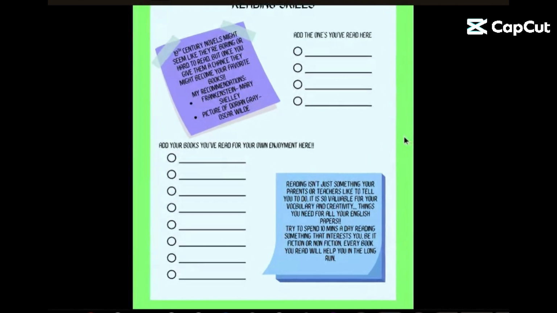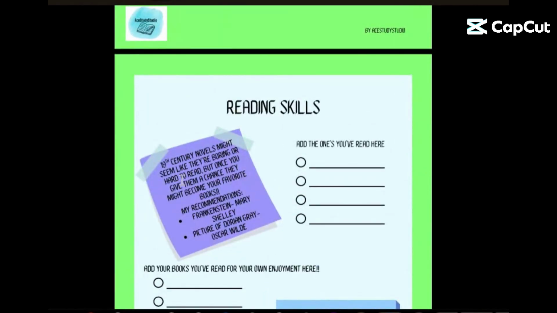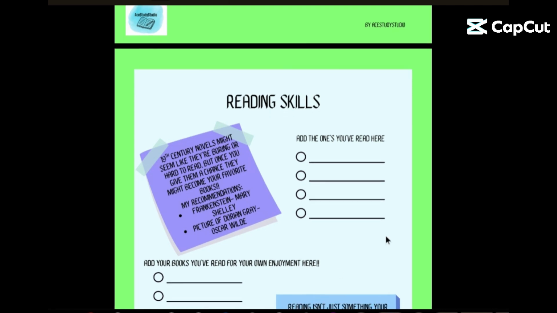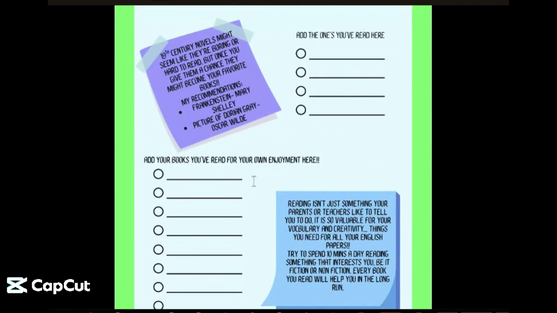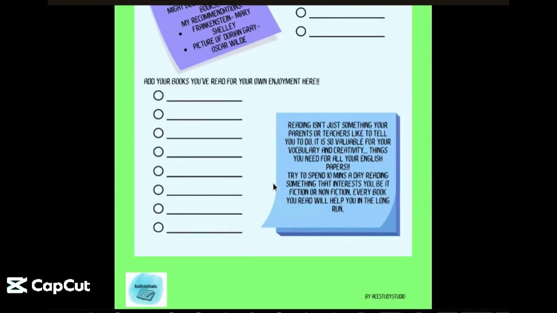Right, next one, reading skills. Again, 19th century novels, they seem like they're boring, but they give you a chance to get used to that vocab. So here's my recommendations. This is Frankenstein and The Picture of Dorian Gray. Those are my 2 favourites. I have read a couple of other ones, but those are the ones I will never ever stop recommending because I love them.